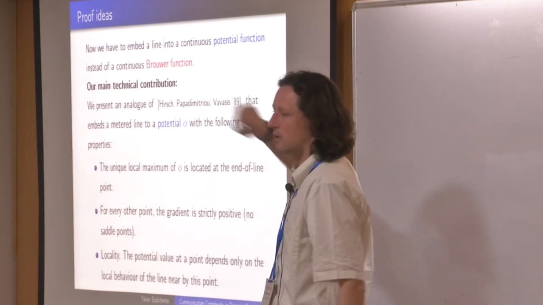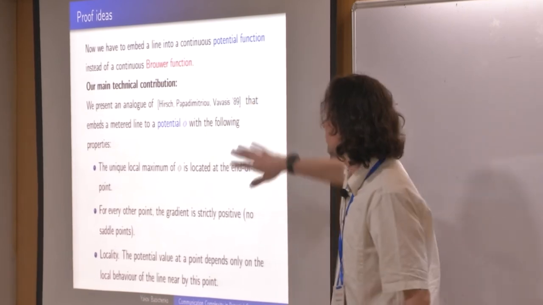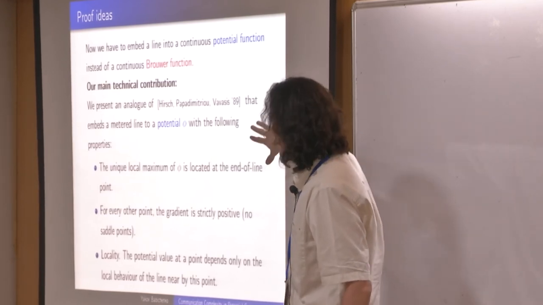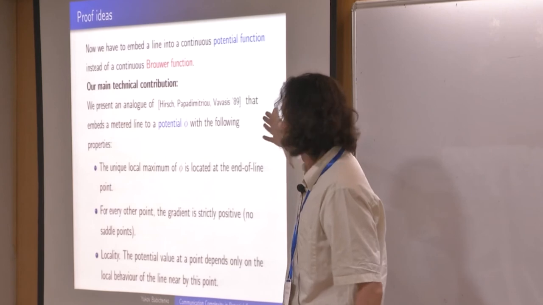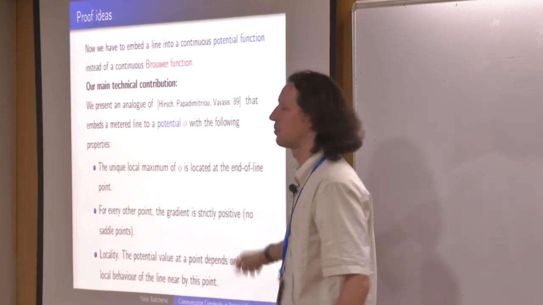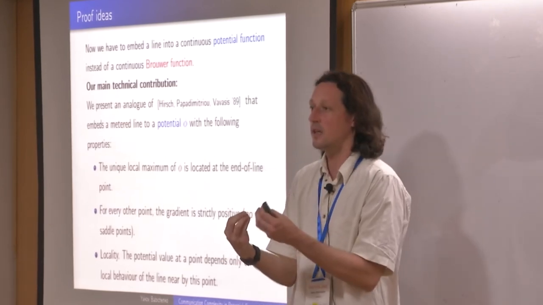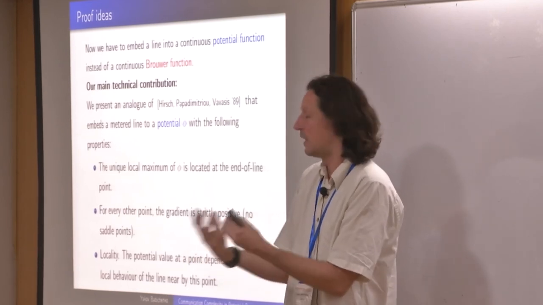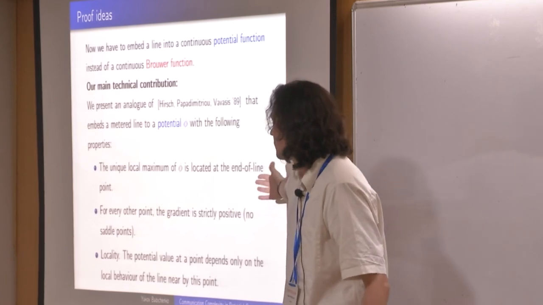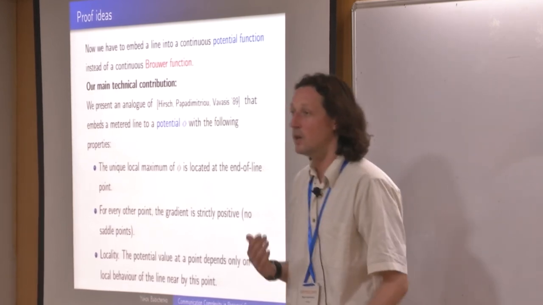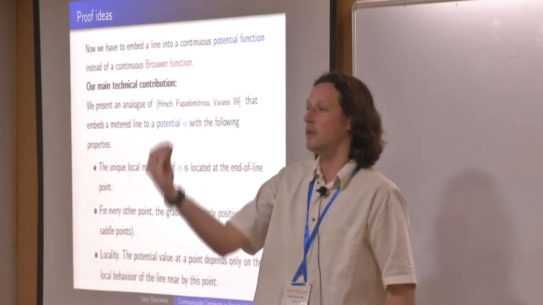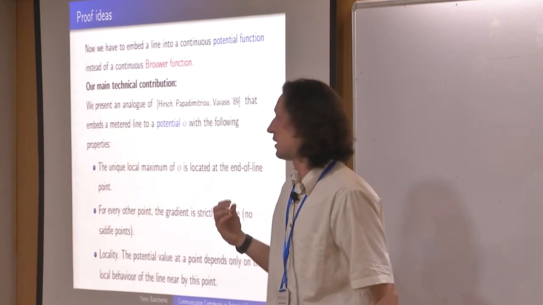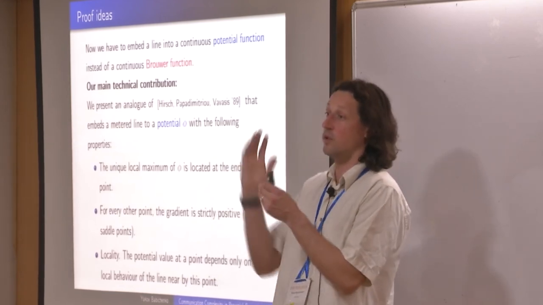So our main technical contribution is to show that a similar construction can be done for the case of potential. I will just mention briefly what are the desired properties that Hirsch, Papadimitriou, and Vavasis want. The first one is that the unique local maximum of the potential will be located at the end of the line. The second is that for every point, the gradient is strictly positive.